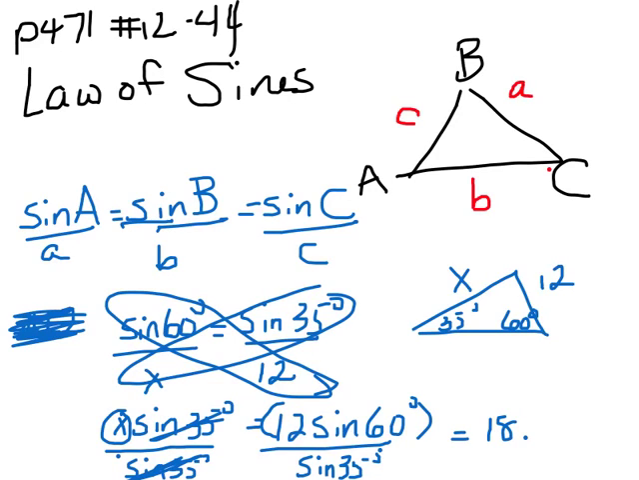I'm getting, if we go to how many decimal places they tell us, nearest tenth. That means 1 decimal place. So I'm getting 18.11. So I would write down 18.1 would be about my length there for x. That's what that side is.